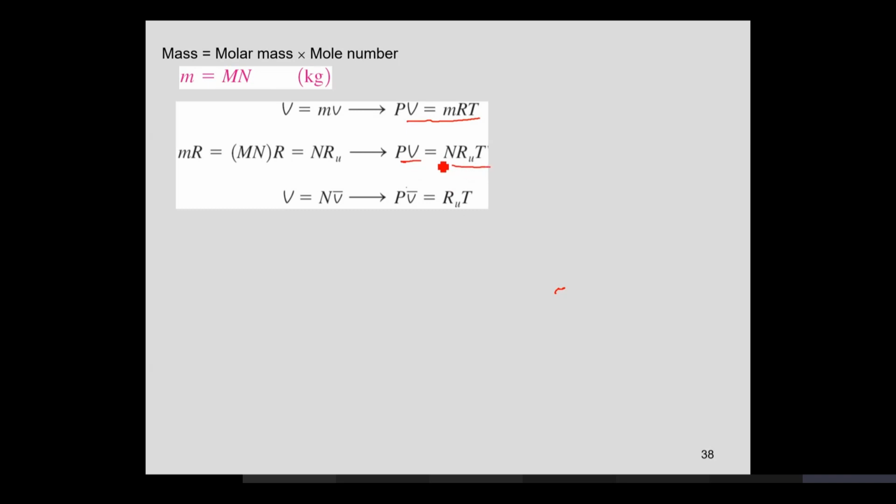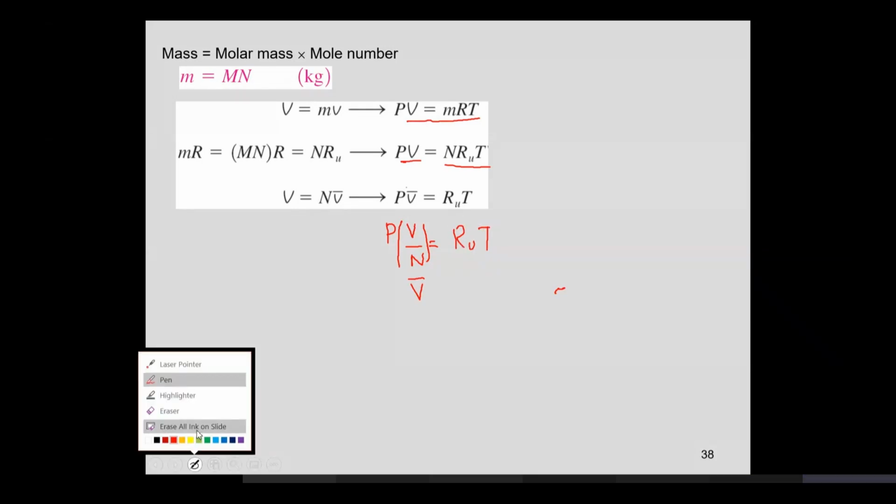And if I bring N on the other side, I would have V over N equals RU into T. And V over N is nothing but the molar volume, which is written by small v having a dash on top of it. All right. Yes, sir. All right, great.